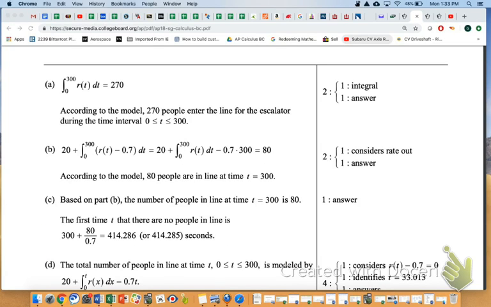Or can you just plug in 270? For 20 plus 270 minus 0.7 times 2. I think so, and I think that's why they put "considers rate out." So maybe if you put something like 20 plus 270 minus the integral from 0 to 300 of 0.7 dt, something like that. Could you just say 0.7 times 300?